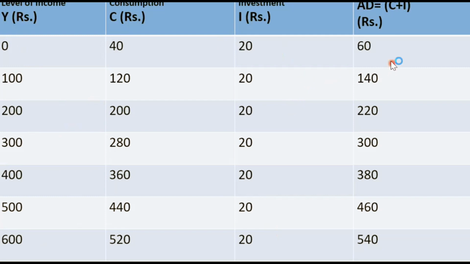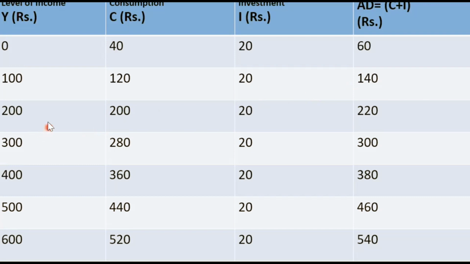Now let us calculate aggregate demand. And how are we going to calculate aggregate demand? Consumption plus investment. So let us see. Consumption at the first level of income 0 is 40 and investment is 20. So 40 plus 20, 60. At 100 level of income, consumption is 120 and investment is 20. So 120 plus 20, 140.